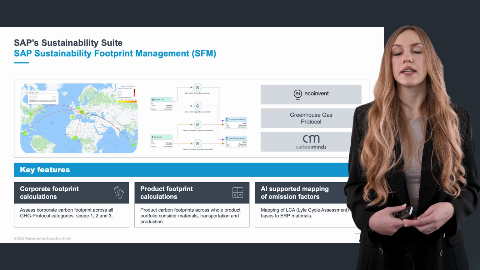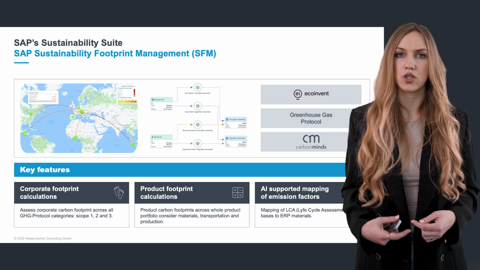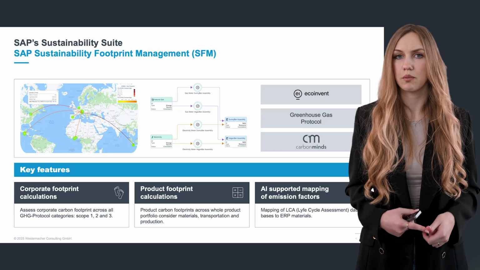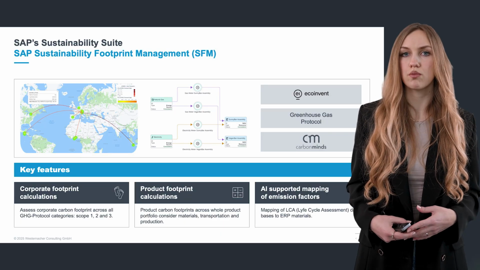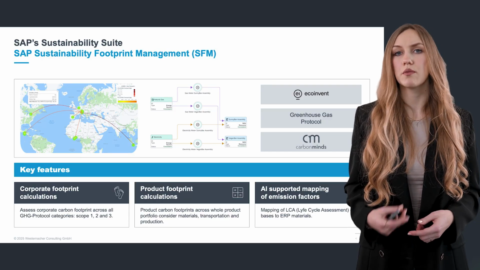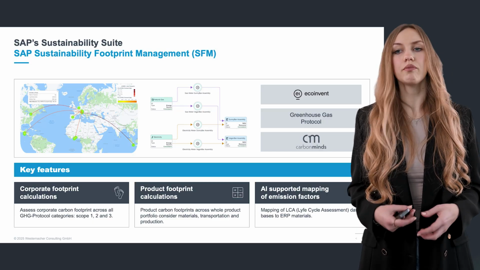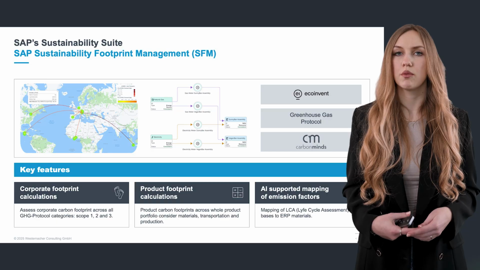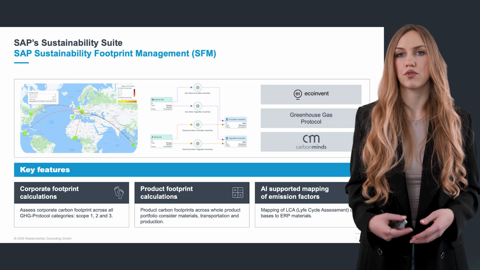And then we have the other part, the product footprint calculation, which is really also necessary for several legal agreements. And this is a complex process, because if we are talking about the carbon footprint of a specific product, we have to consider not only the production process, also we have to consider the transportation process. And in the moment where we change something, we also have to again calculate this carbon footprint. And sustainability footprint management is doing this for us.